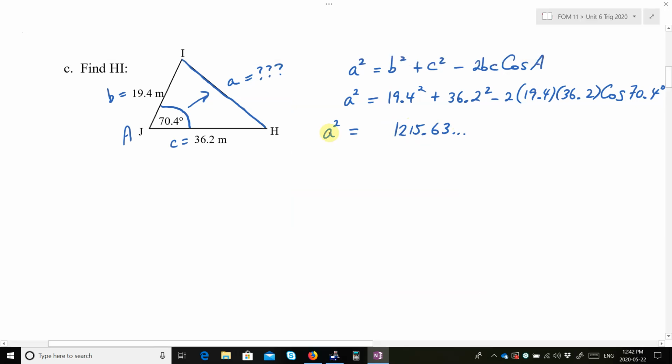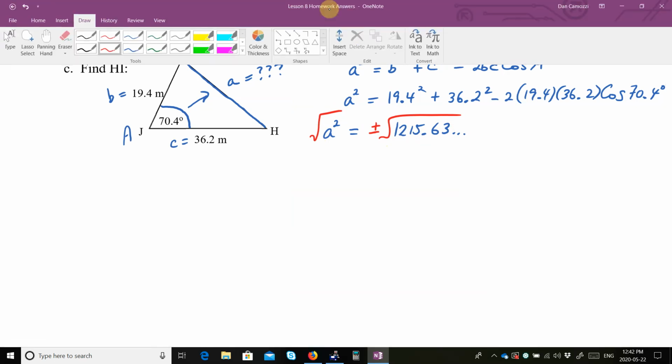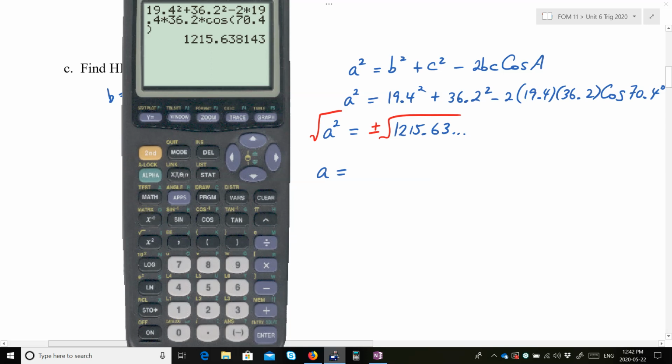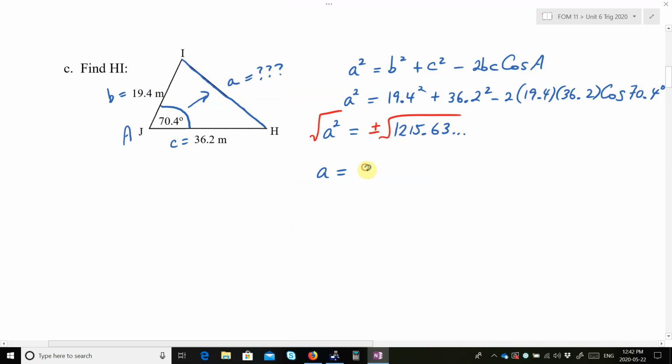To get a by itself, I square root both sides. It could be plus or minus. We're going to reject the negative answer and just take the square root of that answer, 34.9. And that's meters. And that is consistent with the answer key.